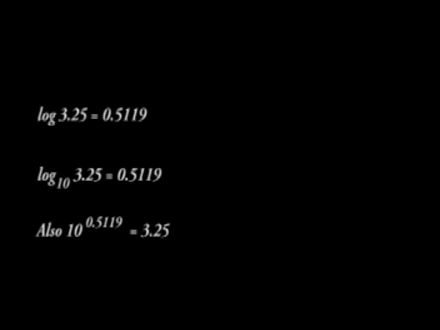Logarithm tables. Mathematical tables give the values of logarithms of numbers to base 10 only for numbers between 1 and 10, but 10 excluded. For example, when we say log 3.25 is equal to 0.5119, we simply mean that log to base 10 of 3.25 is equal to 0.5119. Also, 10 raised to power 0.5119 is equal to 3.25.